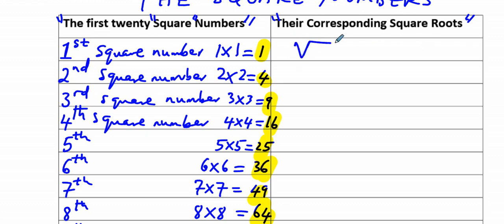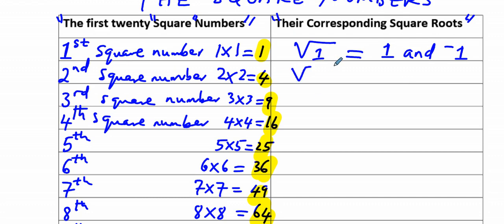Let me start with the square root of 1. You are thinking of a number which when multiplied by itself gives you 1. So that number is 1. Why? 1 times 1 equals 1. And we have another square root of 1 that is equal to -1.